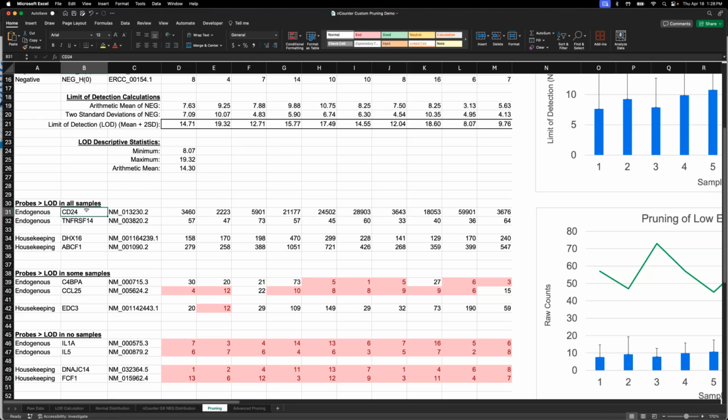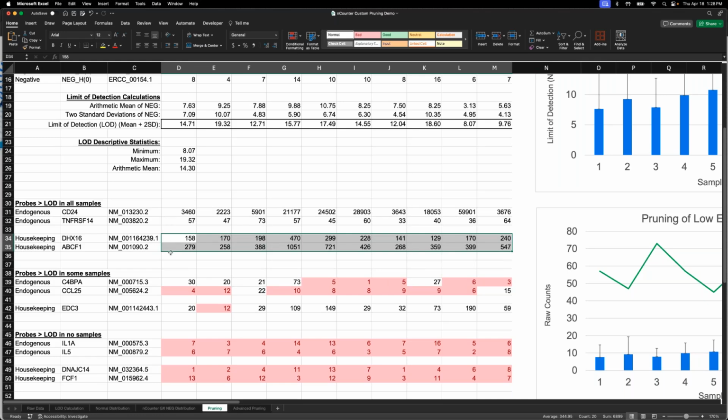So clearly, CD24 as an example, this data is clearly above the limit of detection relative to all of these values here. That's kind of a no-brainer. It's obvious. Same with this gene here. It's not as high as the other one, but it's still above the limit of detection. And the same for these 2 housekeeping gene examples. Clearly, this data is above the limit of detection. So we want to include all of these probes in our analysis.